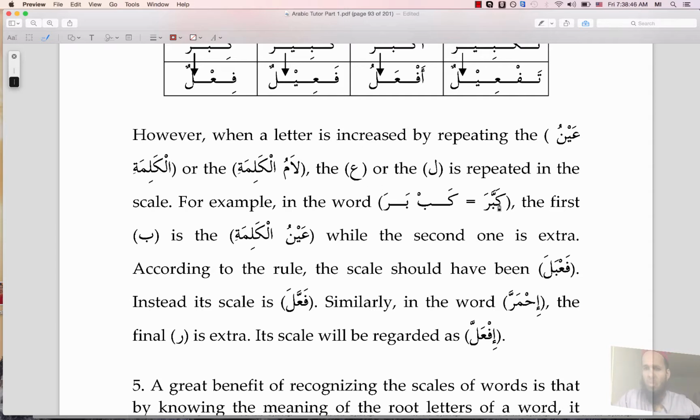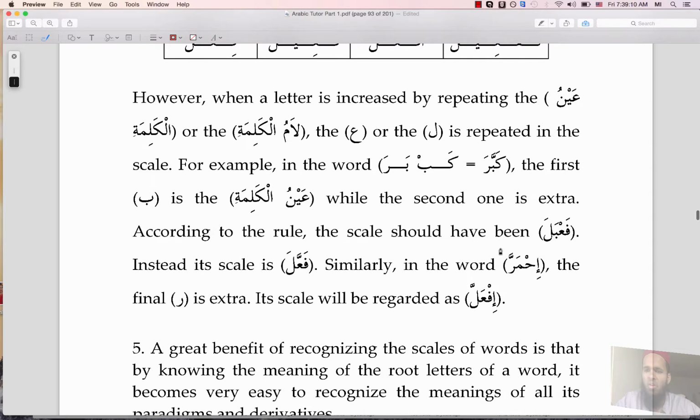For example, kabbara: the first ba is ayn kalma and the second is extra. Ka, kaf, is fa, the first ba is ayn kalma, the second ba is an extra, and ra is the lam kalma. According to the rule, the scale should have been fa'bala. But instead the scale is fa'ala.